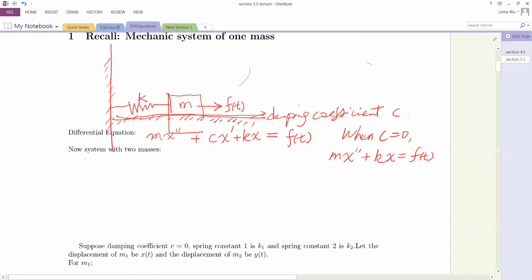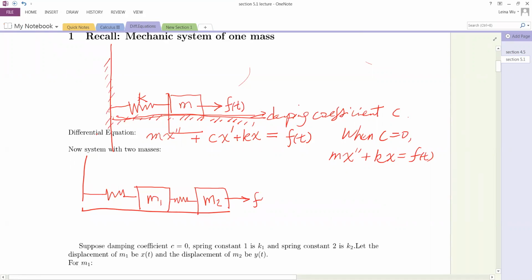Now we're going to look at a system with two masses. So here's this mass-spring, and we have mass m1 connected to another mass m2. And suppose there's still an external force f of t dragging the mass m2. Is that good?